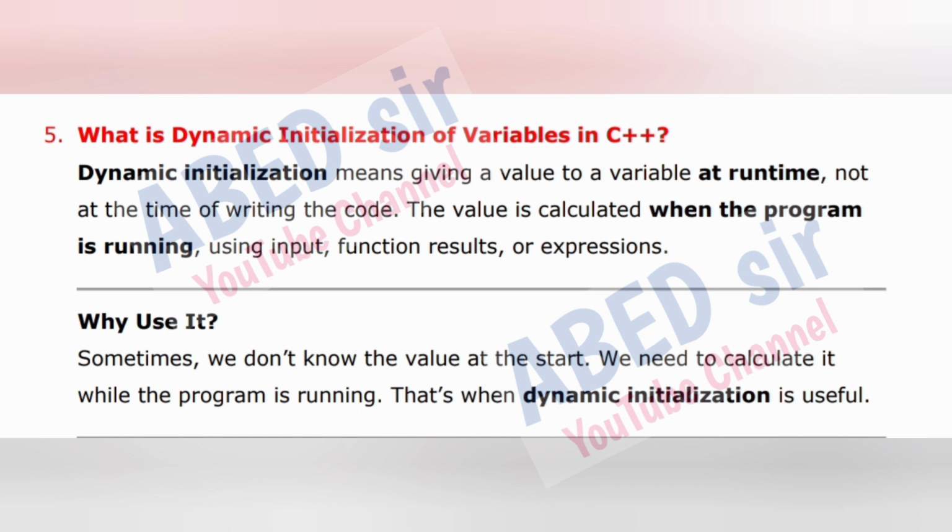Dynamic initialization means giving a value to a variable at runtime, not at the time of writing the code. The value is calculated when the program is running, using input, function results, or expressions. Why use it? Sometimes, we don't know the value at the start. We need to calculate it while the program is running. That's when dynamic initialization is useful.